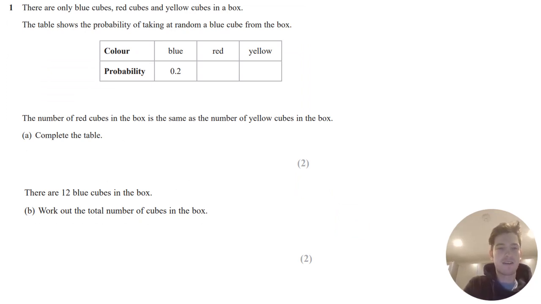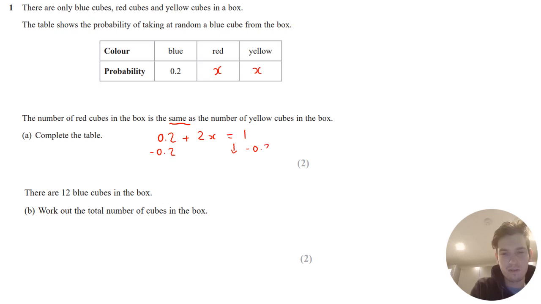Question 1 said there are only blue, red, and yellow cubes in a box. We've got a table. We know the probability of blue. And then it says the number of red cubes is the same as the number of yellow cubes. So the approach that I taught you is to call them X. Well, actually, we're going to call both of them X because they're the same. And we know that probabilities sum to 1. So 0.2 plus, well, I can just write 2x, can't I? And it sums to 1. So this is a nice and easy equation to solve. I'm going to minus 0.2, 2x equals 0.8, and then divide by 2, x is equal to 0.4.